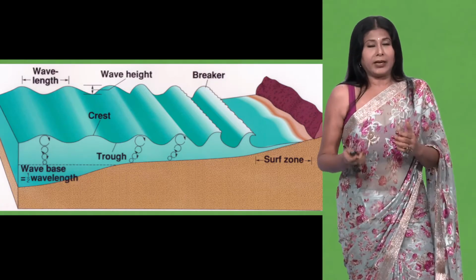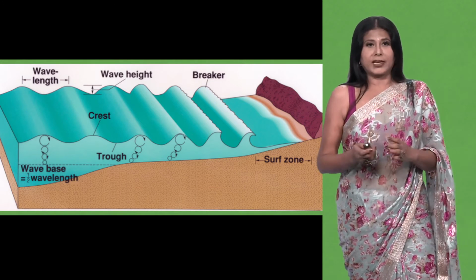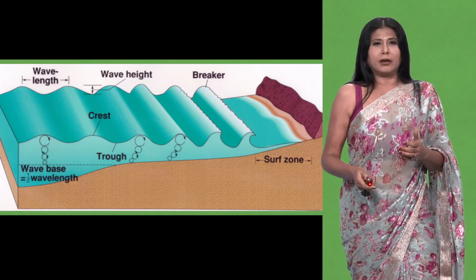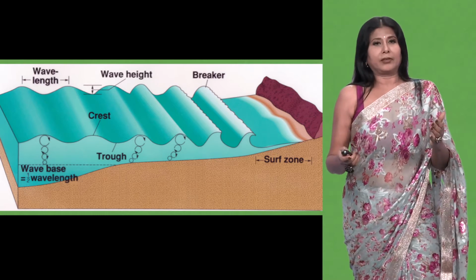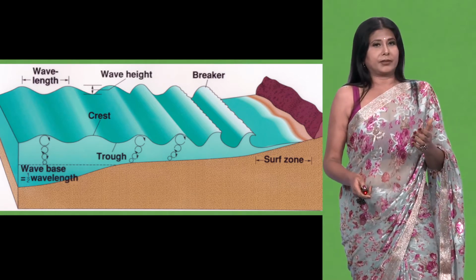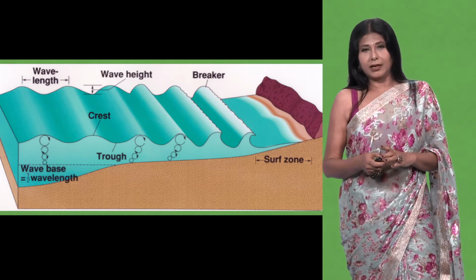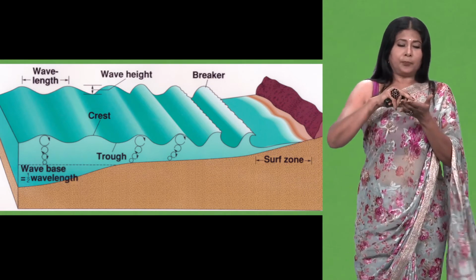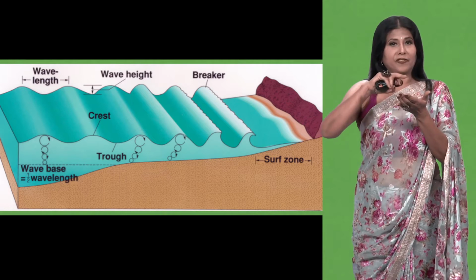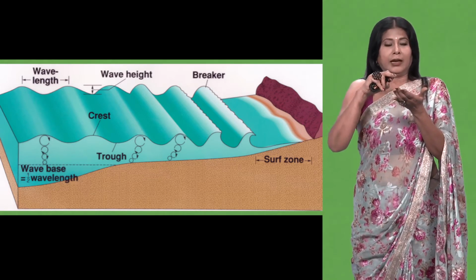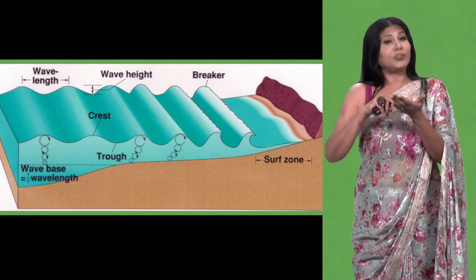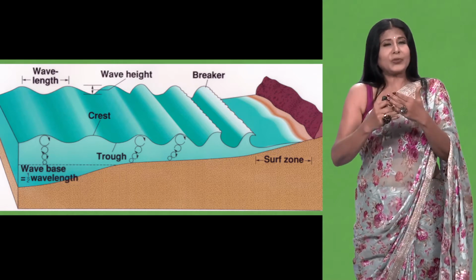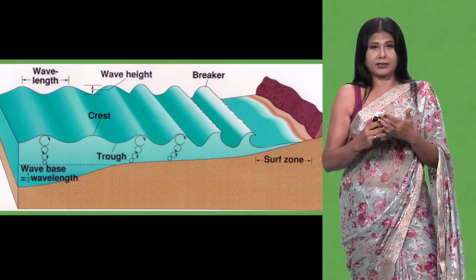Wavelength and wave height play a very important role in coastal process. In the open sea, the waves are of larger wavelength. So a time comes, as we see here in this slide, this is the wave base. That means every particle of water on the surface is moving in a circular motion. The particle which is below is dragged by that, and it goes in a smaller circular motion. And this motion stops at a point which we call the wave base.